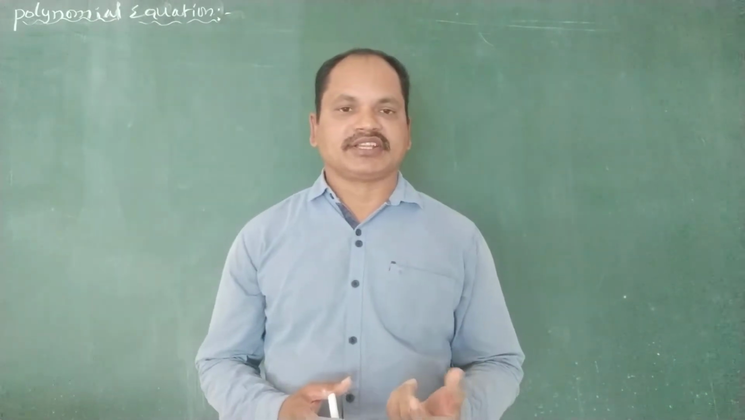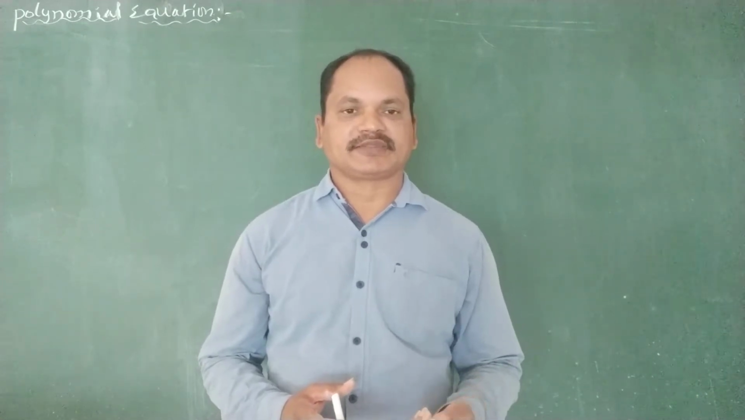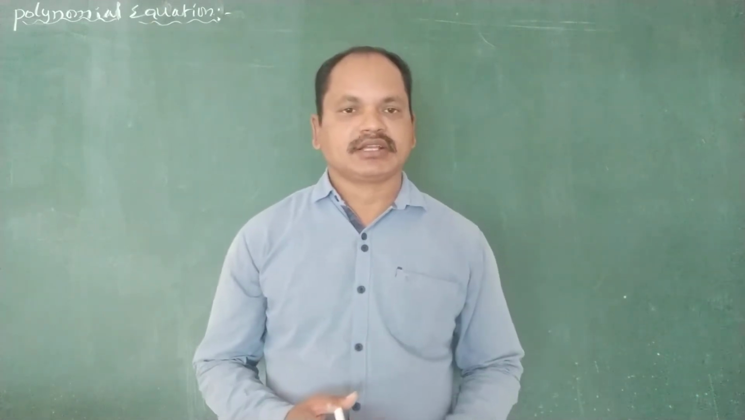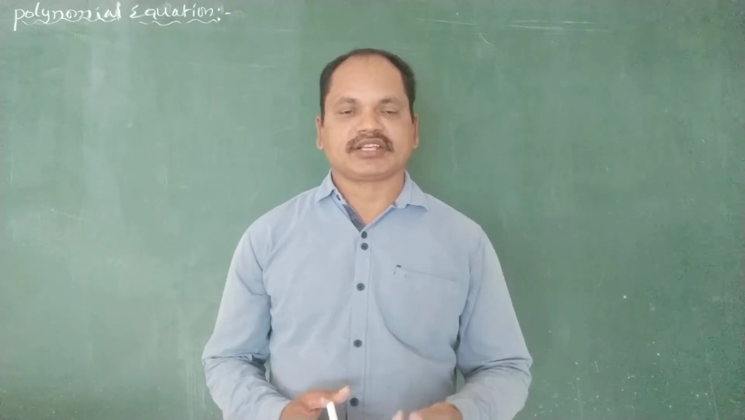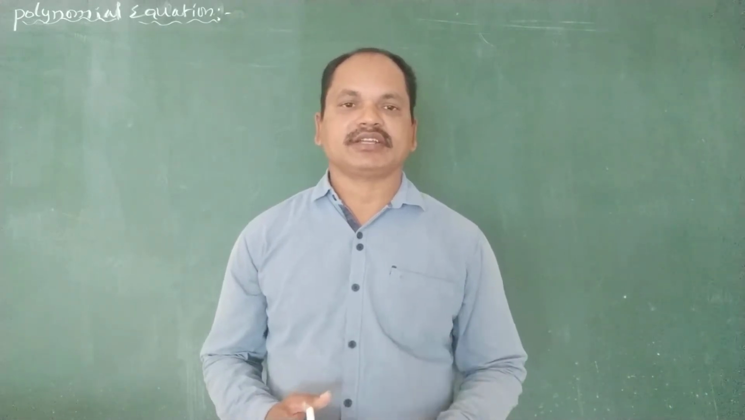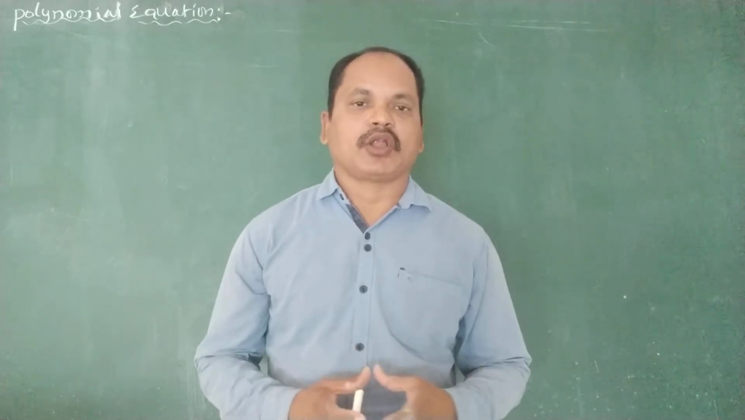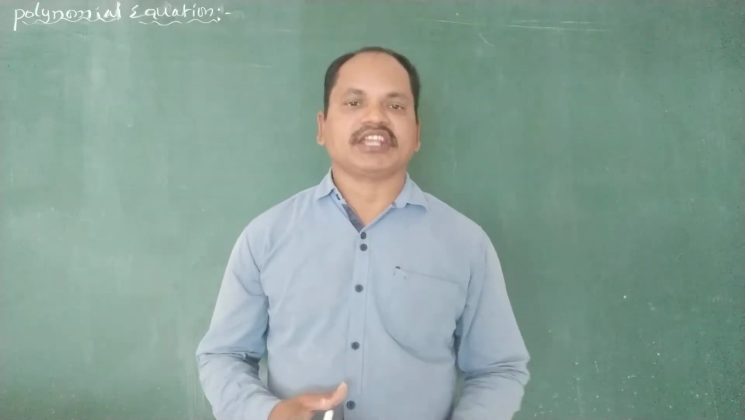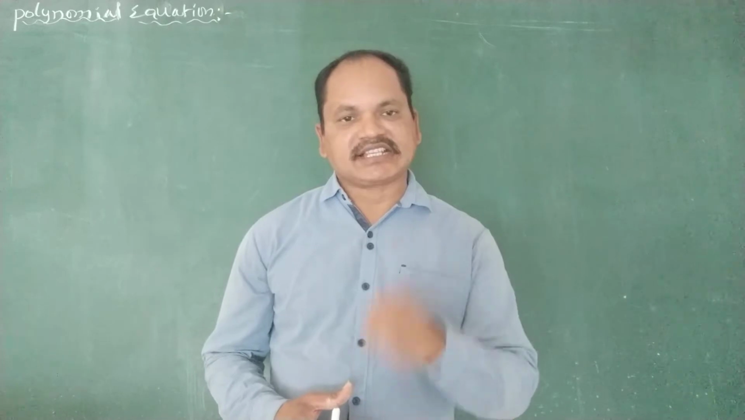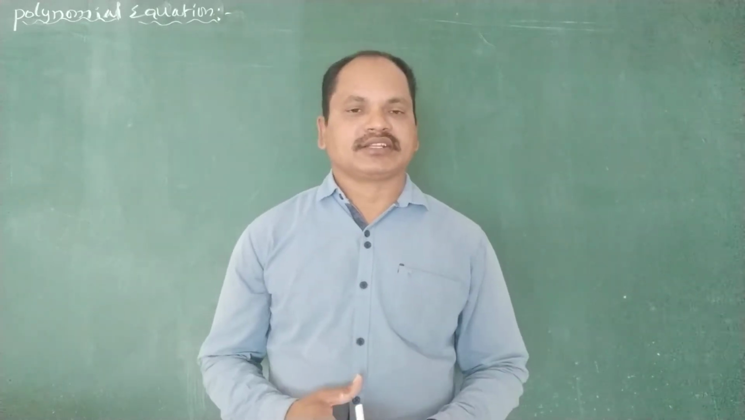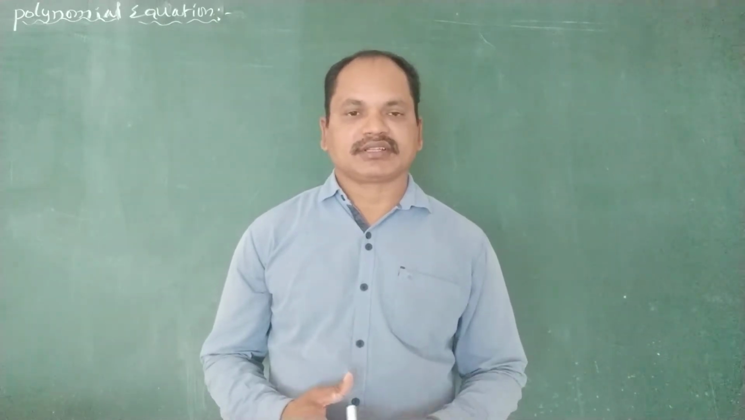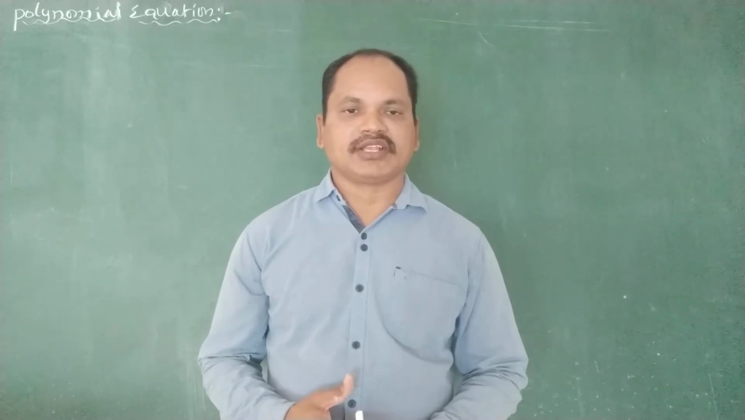Suppose it is a linear expression ax plus b, a second degree expression ax square plus bx plus c, a third degree expression ax cube plus bx square plus cx plus d, like that. These expressions are called polynomials. Now we are going to the polynomial equation. If the expression is equal to 0, then it is called an equation. That's why it is also called a polynomial equation.